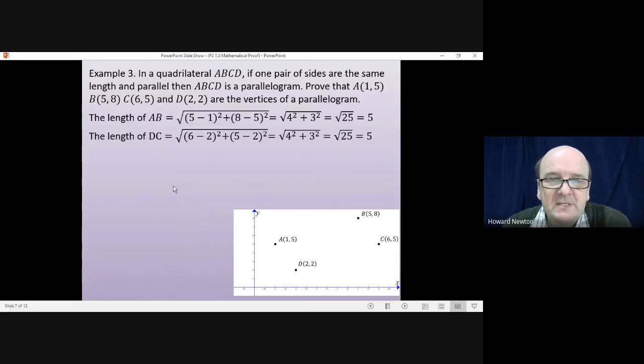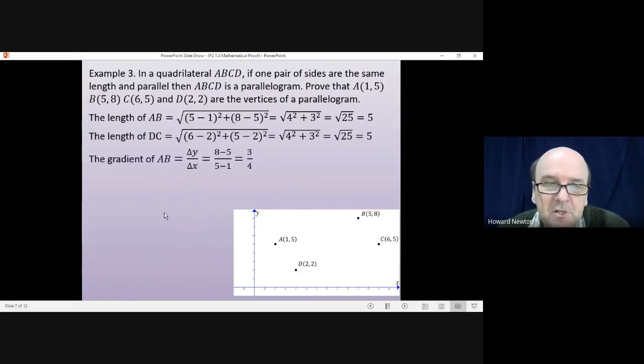Same thing for the length of DC. The length of DC will be the square root of (6 minus 2) squared plus (5 minus 2) squared, which also simplifies to 5. So AB and DC have the same length as each other. If I was to join those 2 points together and those 2 points together, they'd be the same distance.